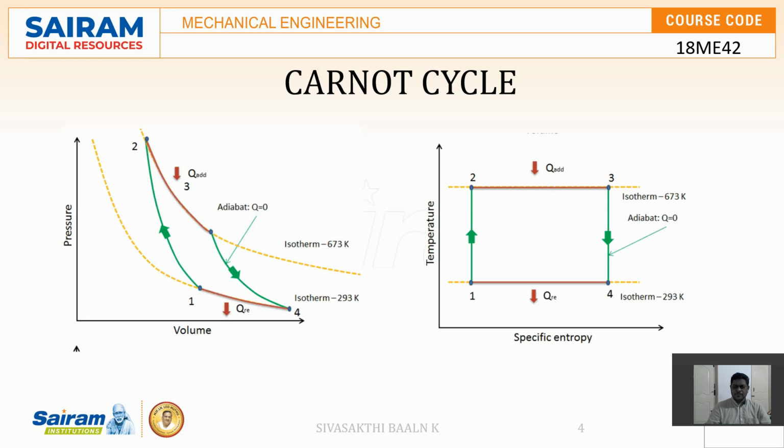When you observe the temperature-entropy diagram, you can see the process 1 to 2 is where the entropy remains constant. This is a reversible isentropic process, a reversible adiabatic process, and here the temperature remains constant, and we are adding heat. We call this the maximum temperature, and where heat is rejected to the sink is called the lower temperature.